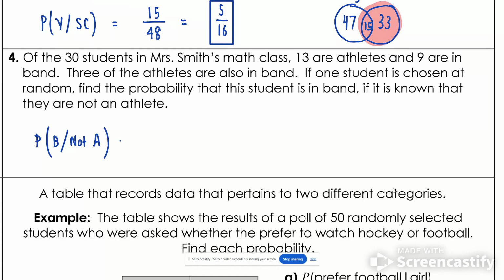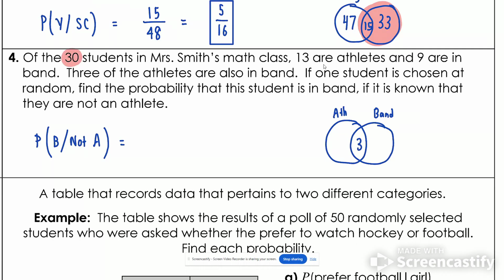Now, we're going to do the same thing. We're going to do 2 circles because we're actually comparing 2 things, right? We're comparing those that are athletes and band. Okay? So let's understand. There's a total of how many people in this class? 30. Okay? 30. How many are athletes? 13. And 9 are in the band. It says 3 of the athletes are also in the band. So how many do we have in this overlap? We have 3. 3 are in both.